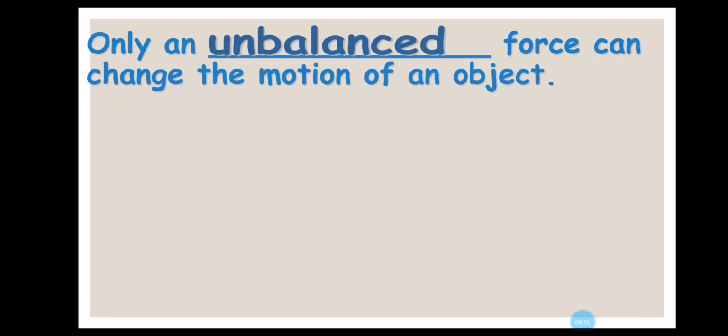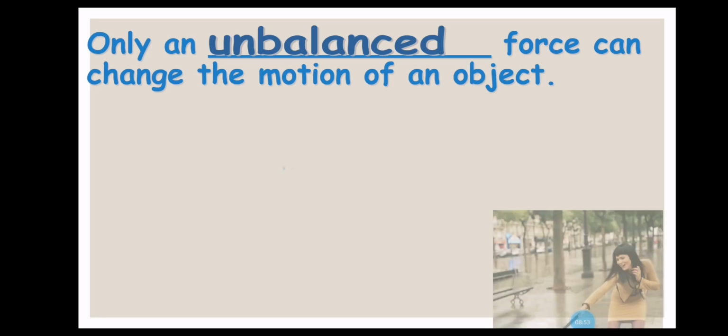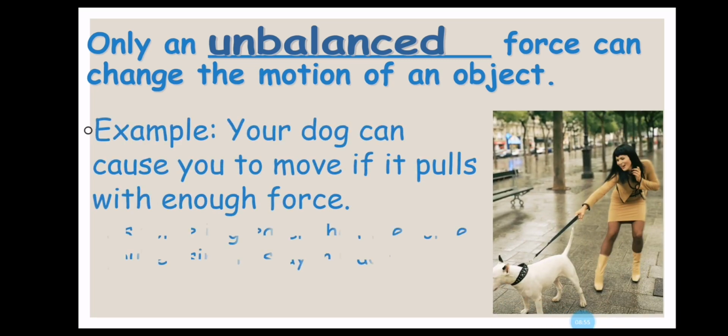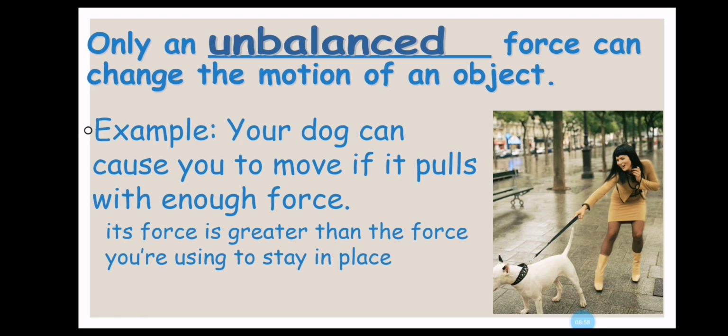Okay, so only an unbalanced force can change the motion of an object. Example, your dog can cause you to move if it pulls with enough force. Its force is greater than the force you're using to stay in place. This is why you will be moving.